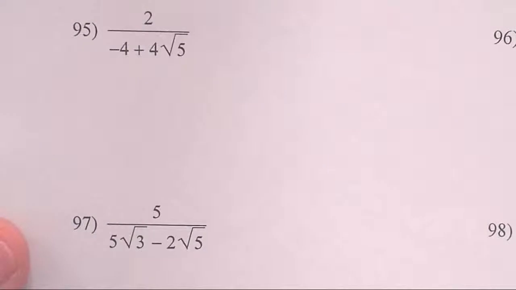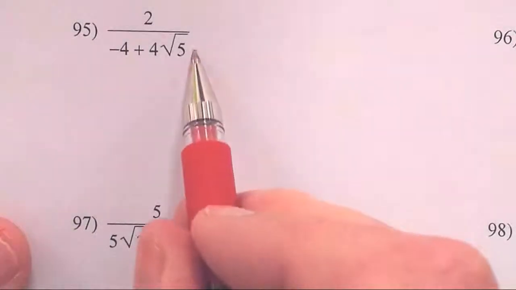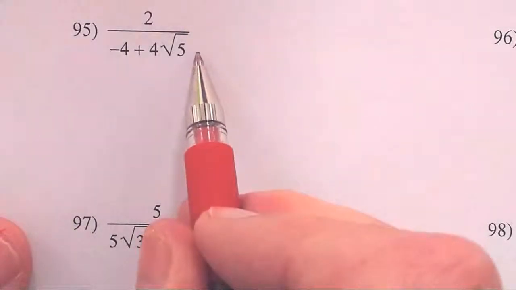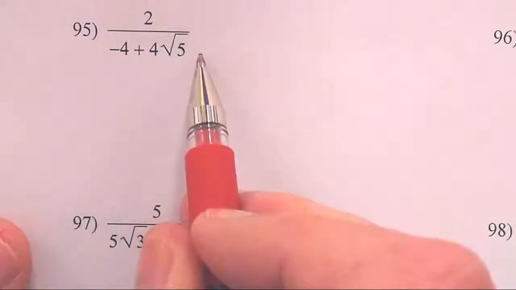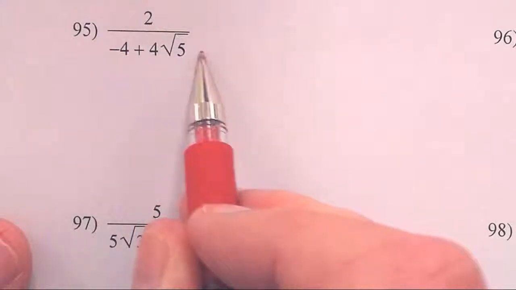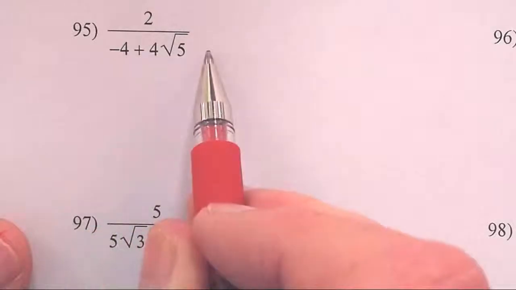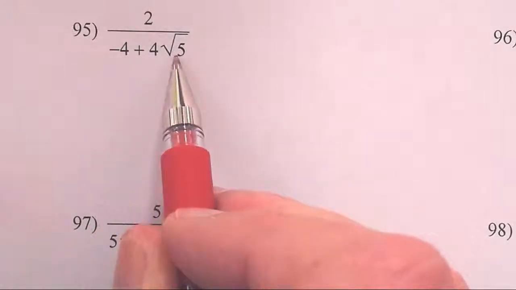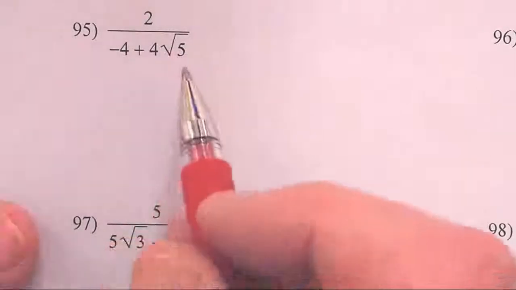Number 95. Here's a problem. If I was to multiply the denominator by square root of 5, I'd have to distribute the square root of 5 to this 4, creating a mess. The square root of 5 times this square root of 5 would be good. What I want to use here is conjugates in the denominator.